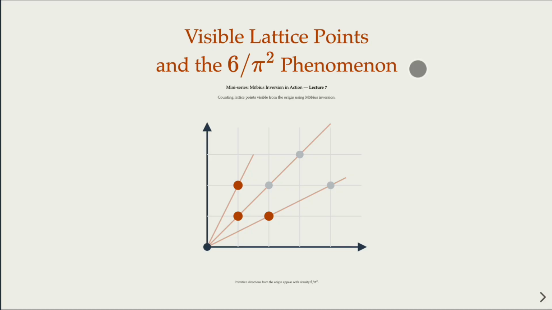At first sight, the picture on the screen is purely geometric, a grid of integer points and rays coming out of the origin. But hiding underneath is some surprisingly deep number theory. So our goal today is to connect three things: the geometry on the integer lattice, the Möbius function and the greatest common divisors, and the analytic side of number theory through the zeta function.